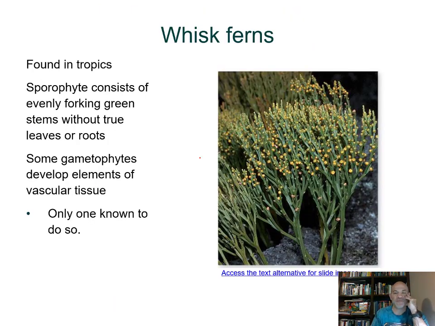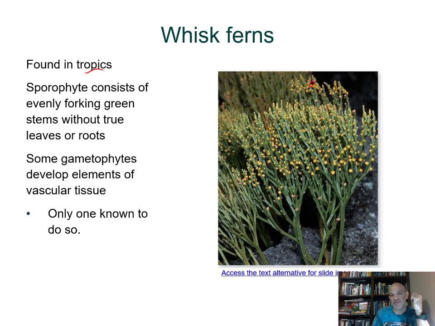So here are the whisk ferns, and they kind of look like a whisk, like a brush or a broom type structure here. And these remind me of that fossil tracheophyte from 400 and some million years ago, that Cooksonia fossil. These whisk ferns are found in the tropics. They don't have any true leaves, and they don't have any roots, just like we see some of the most primitive vascular plants. The stems were the first to evolve. Then it was leaves, then roots.